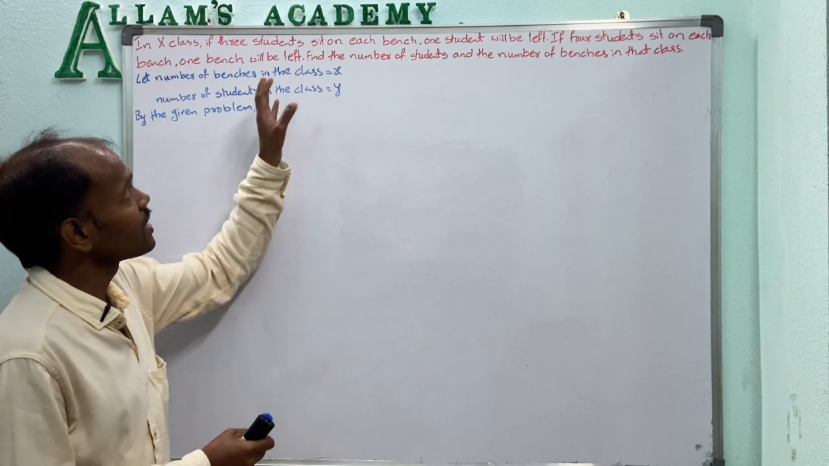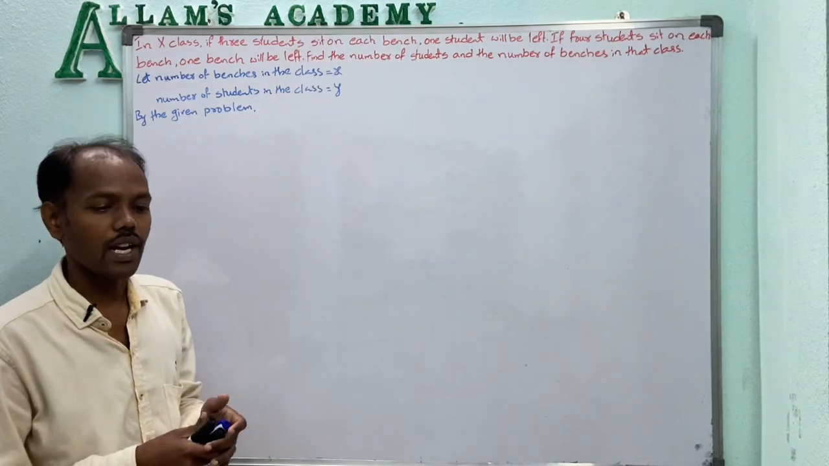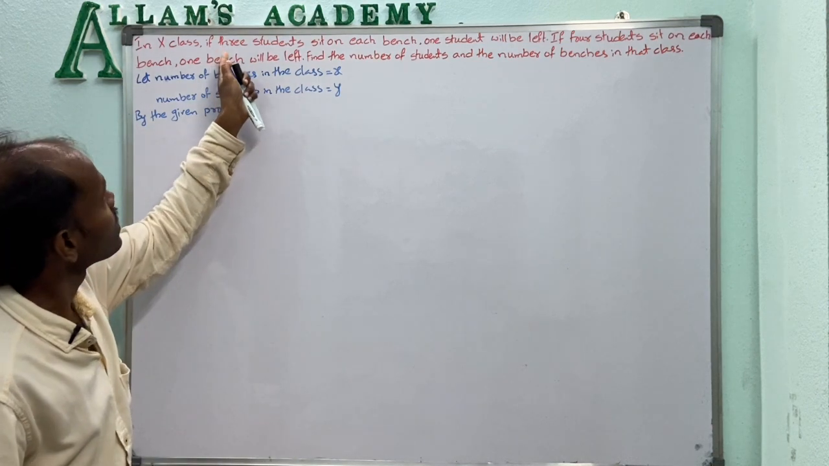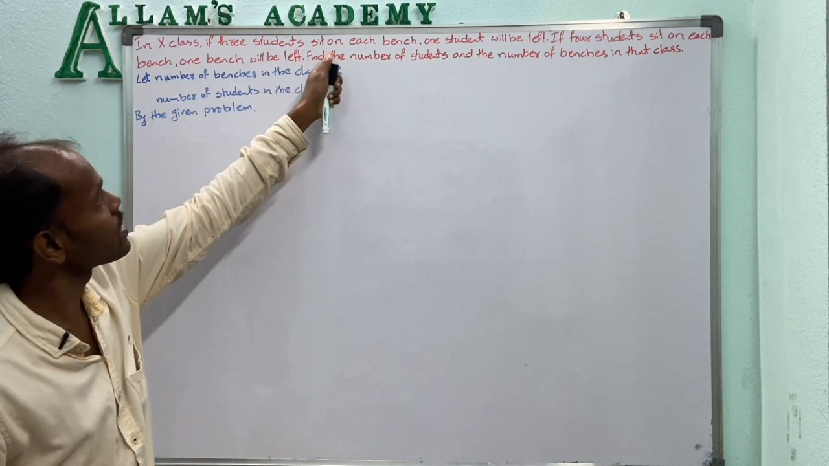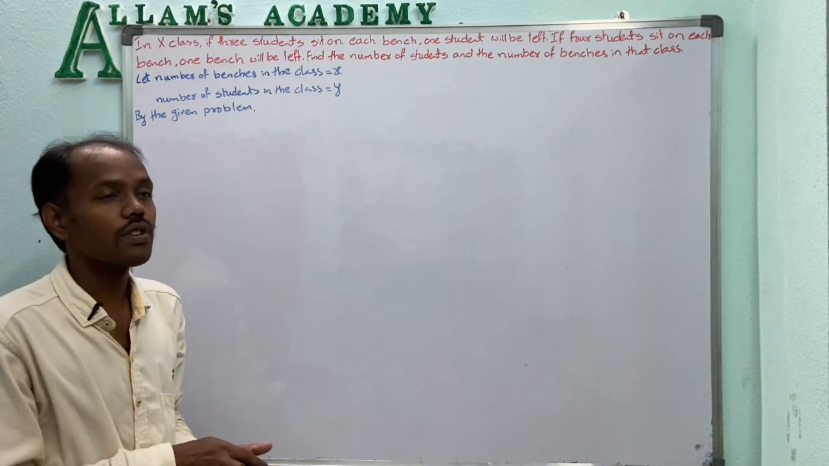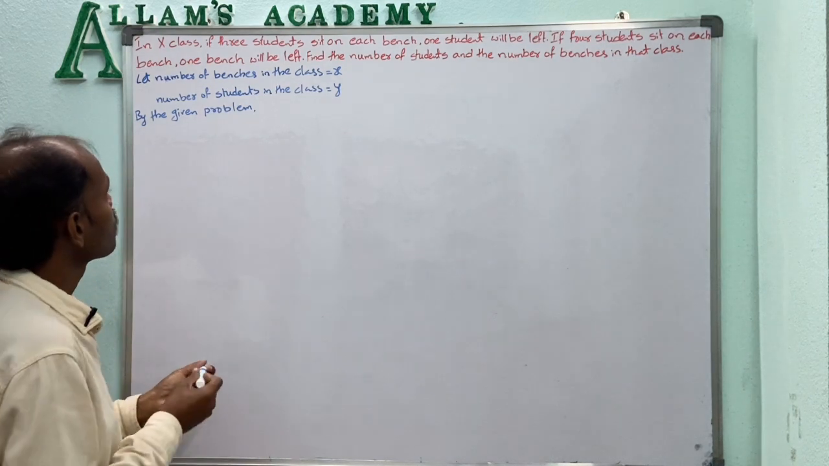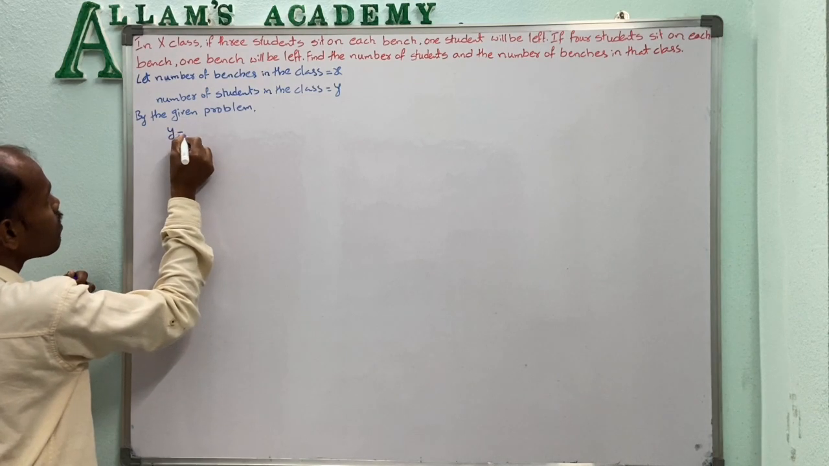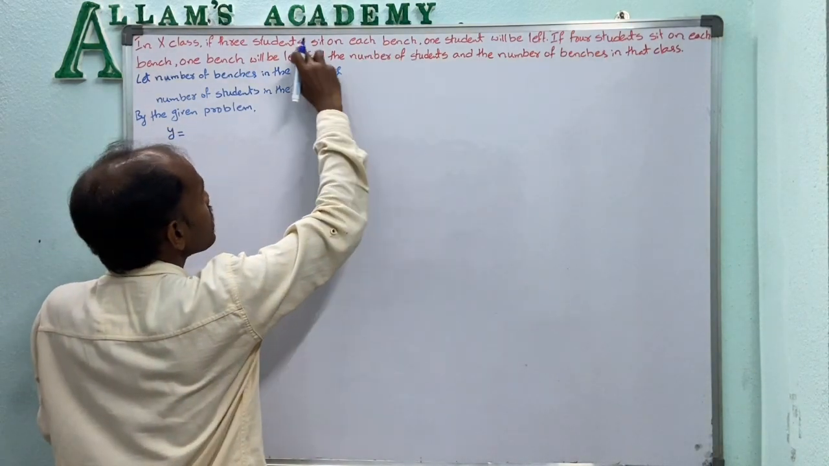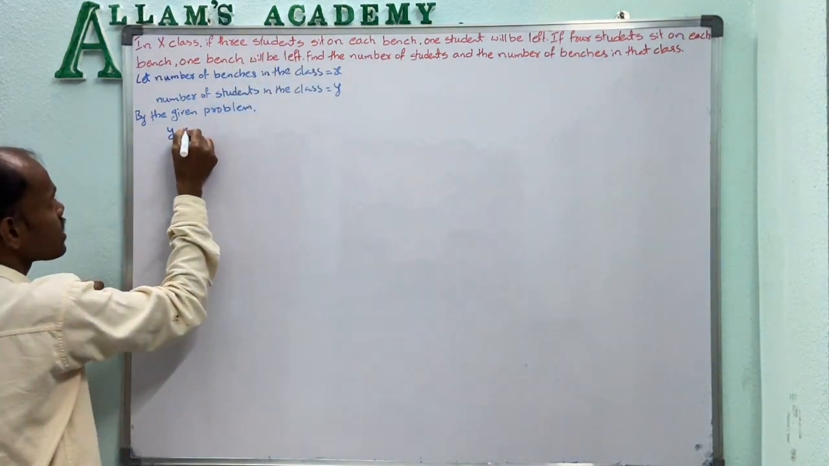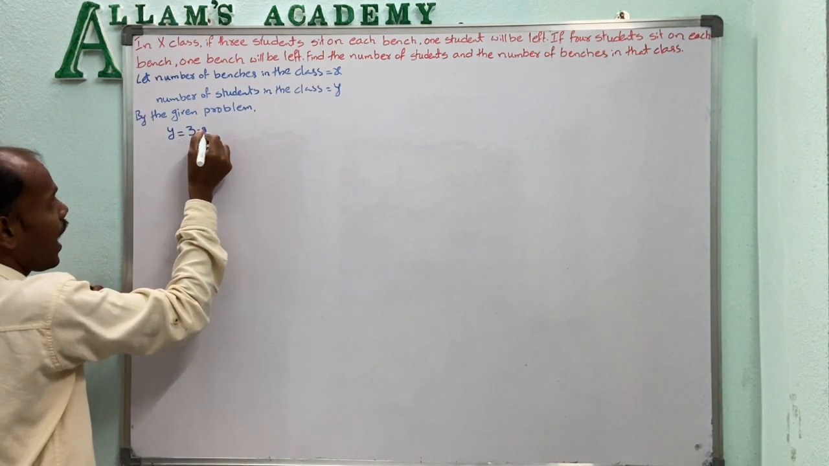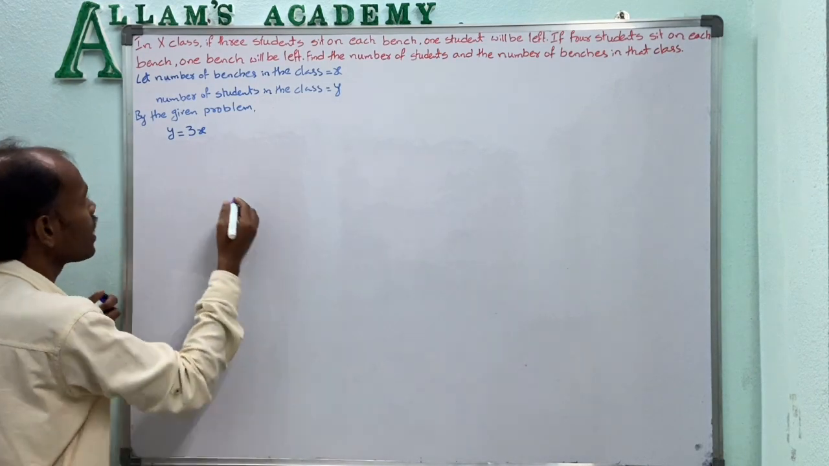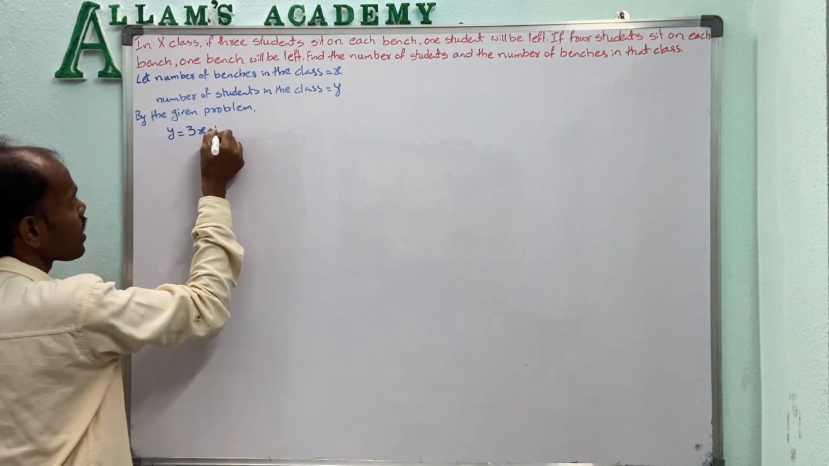Now representing the given information as a pair of linear equations. So the first condition is given: if 3 students sit on each bench, one student will be left. So here y equal to, in one bench 3 students sitting, so 3x, and here one student will be left, so he is remaining, so plus 1.